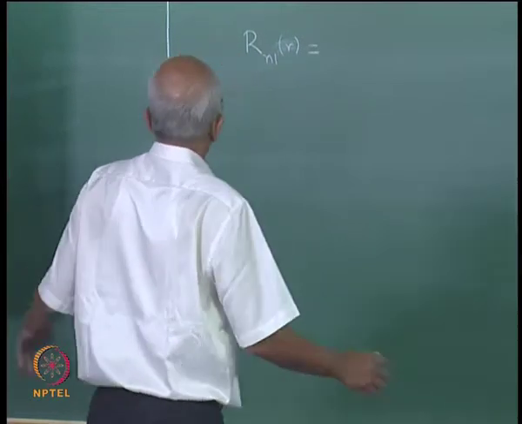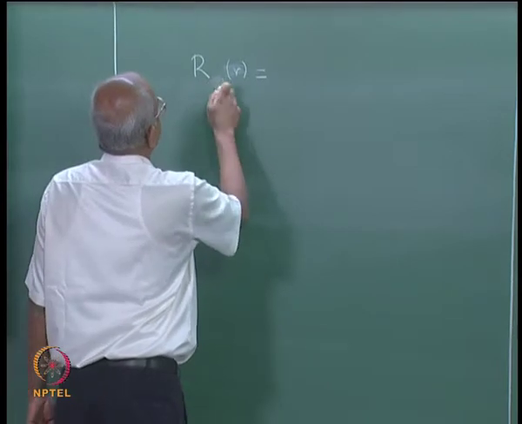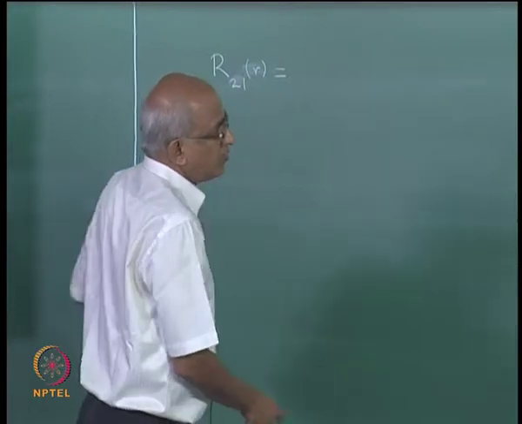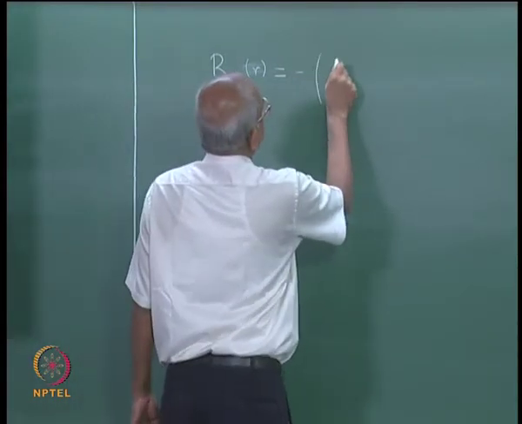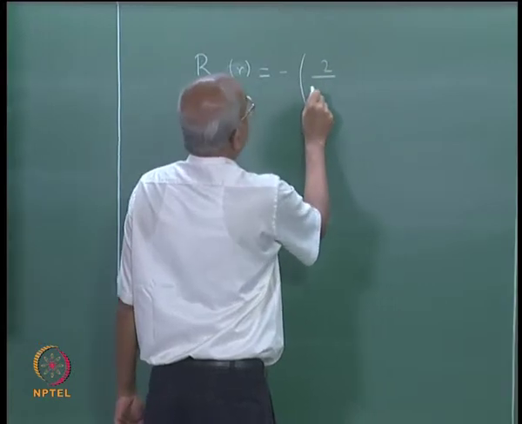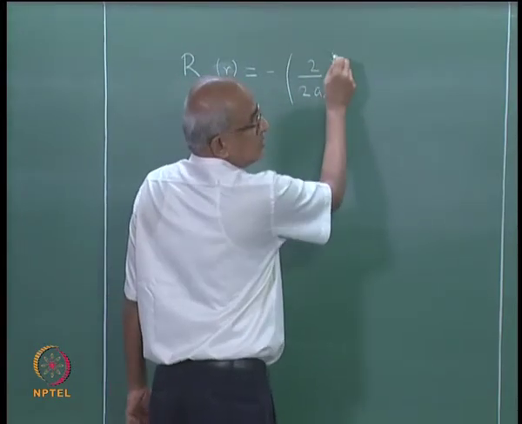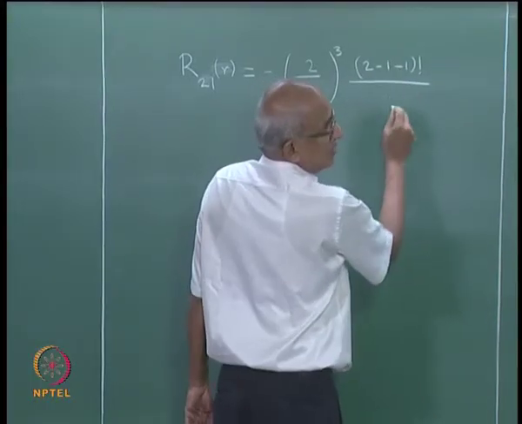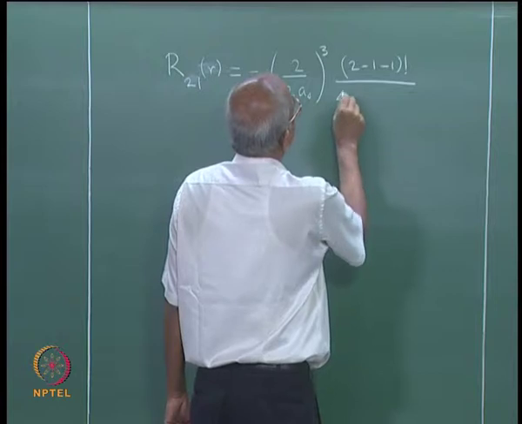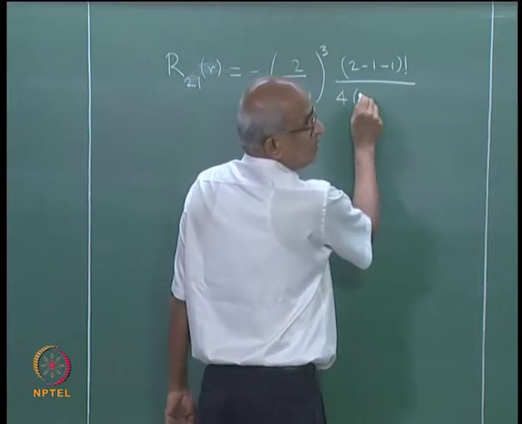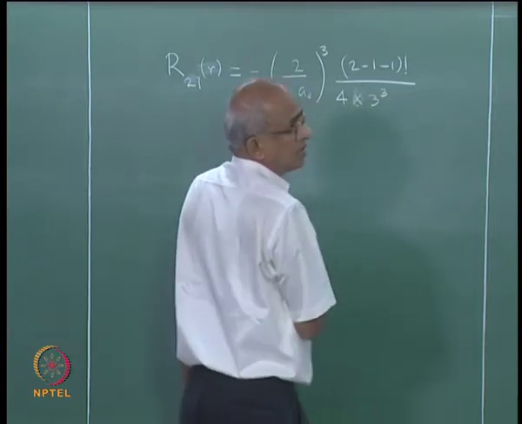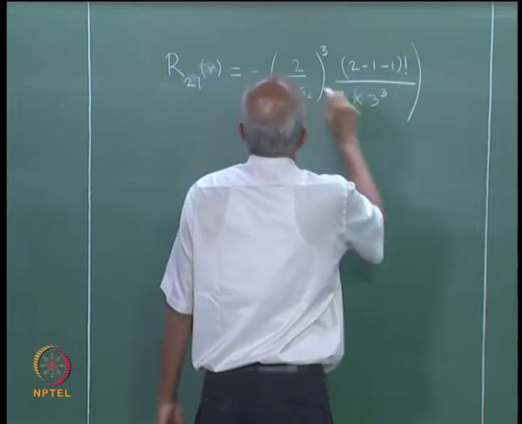Which case should I take? Maybe not the simplest possible case, let me just say R21, so that it will be a little bit complicated. If you think of R21, I am going to have minus, square root of 2 by n, n is 2, so 2 A0 to the power of 3, n minus L minus 1, so 2 minus 1 minus 1 factorial, divided by 4 into 3 cube. I am jumping some steps.